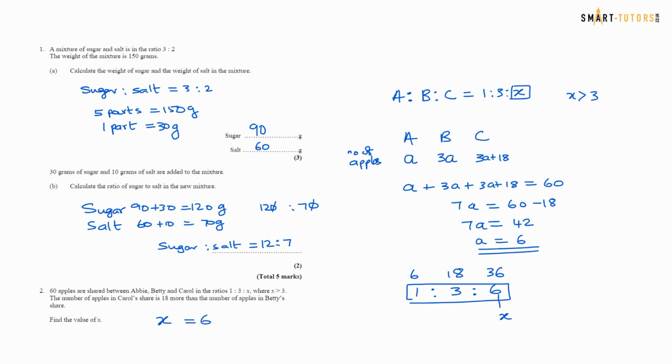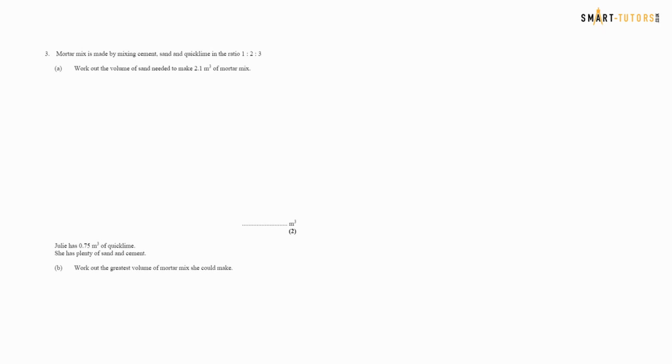Question number 3. Mortar mix is made by mixing cement, sand and quicklime. So I put lime. So the ratio is given 1:2:3. Work out the volume of the sand needed to make 2.1 meter cube of the mortar mix.